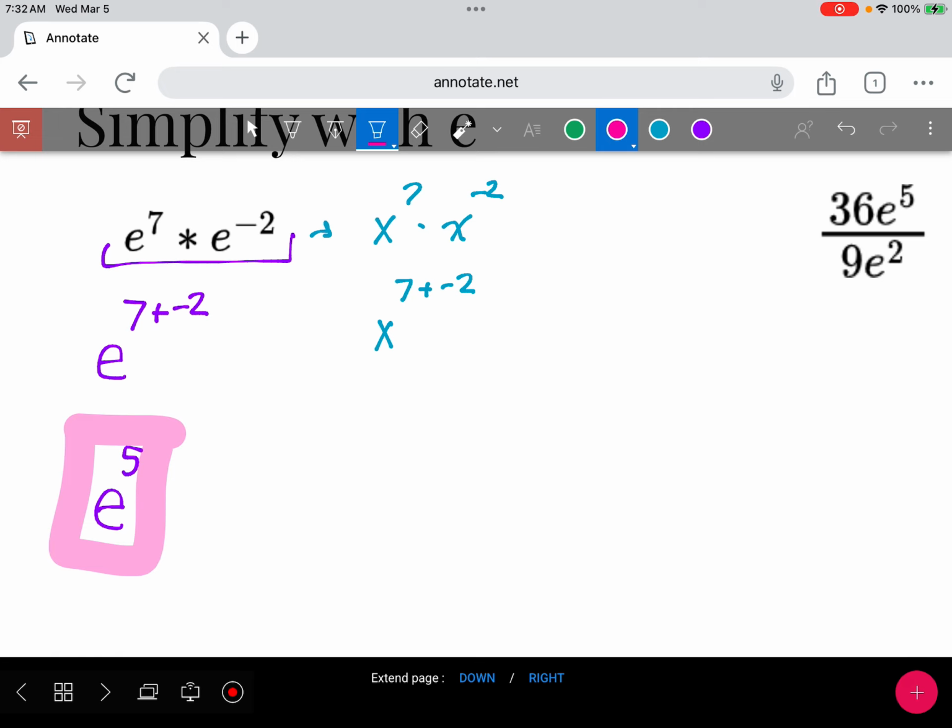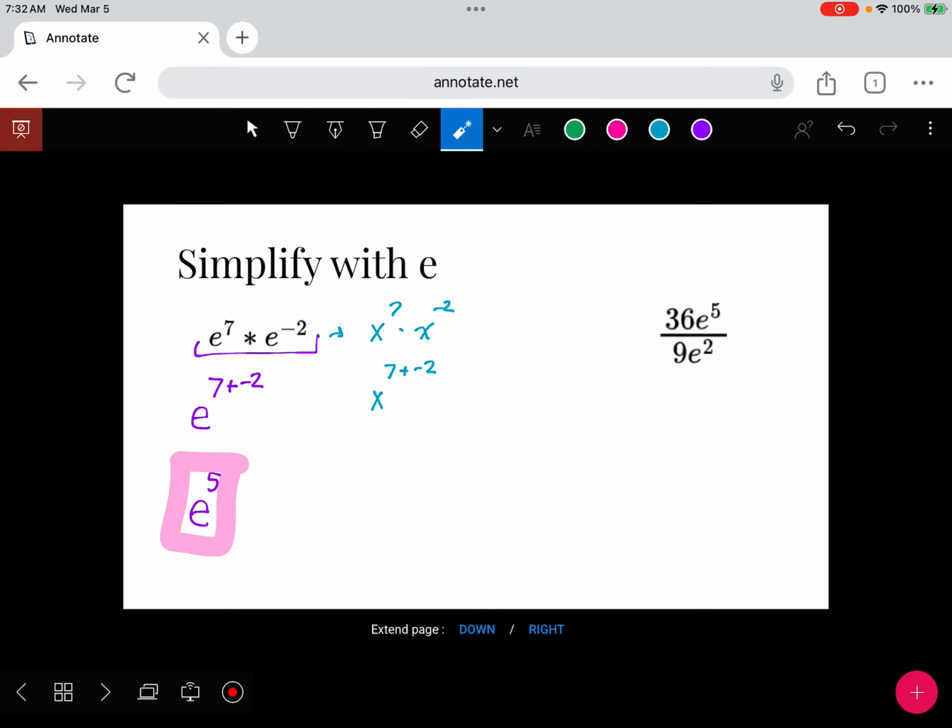We see e's, we start to panic. Treat them like they're x's. Let's look at this right one over here. We got 36 e to the 5th over 9 e squared.